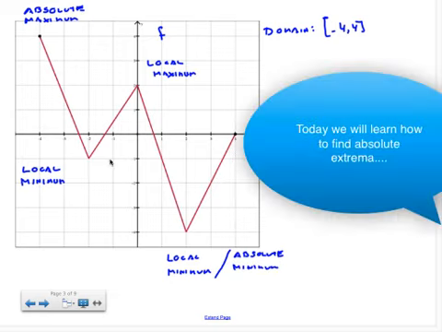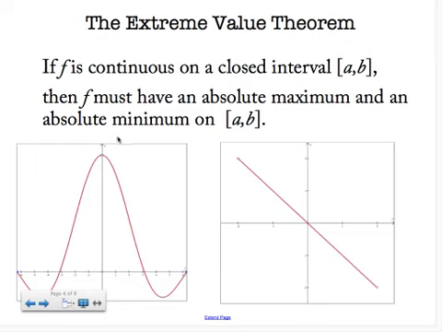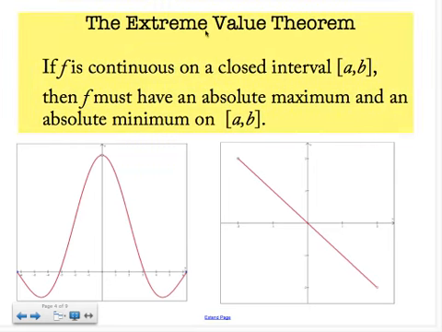So, part of calculus is figuring out where a function has local extrema or absolute extrema. And we're going to find some techniques that teach us where to look. Before we get there, let's talk about a theorem. We're not going to prove this theorem. It probably seems obvious, maybe not. It's called the extreme value theorem.